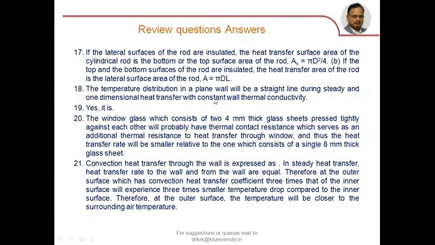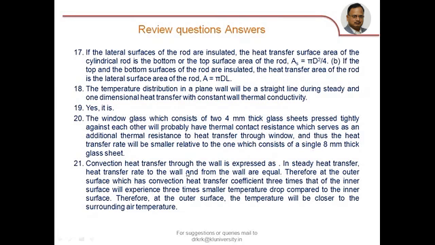In a plane wall, the temperature distribution is a straight line during steady state with constant thermal conductivity. We will prove it, of course, when we go to the next sessions also. In a microwave oven, the resistance is negligible, so it is true. The window glass consisting of two 4 mm thick glass pressed tightly against each other probably may have a thermal contact resistance. Therefore, the net rate of heat transfer from two 4 mm thick glass windows instead of a single 8 mm thick glass window will be less.